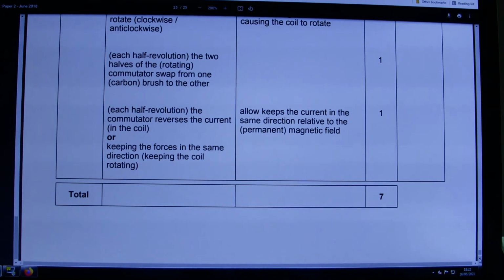Each half revolution, the 2 halves of the rotating commutator swap from one carbon brush to the other. Yep. Each half revolution, the commutator reverses the current in the coil, or allow keeps the current in the same direction relative to the permanent magnetic field. Yep. Keeping the forces in the same direction, keeping the coil rotating.